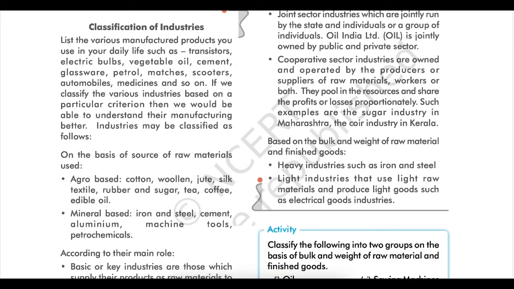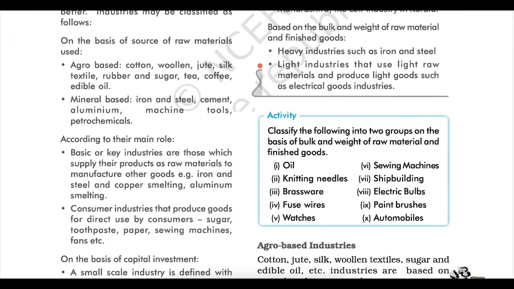Classification of industries. List the various manufactured products you use in your daily life, such as transistors, electric bulbs, vegetable oil, cement, glassware, petrol, matches, scooters, automobiles, medicines, and so on. If we classify the various industries based on a particular criterion, then we would be able to understand their manufacturing better. Industries may be classified as follows: on the basis of source of raw materials used: agro-based, cotton, woolen, jute, silk, textile, rubber and sugar, tea, coffee, edible oil; mineral-based, iron and steel, cement, aluminium, machine tools, petrochemicals.